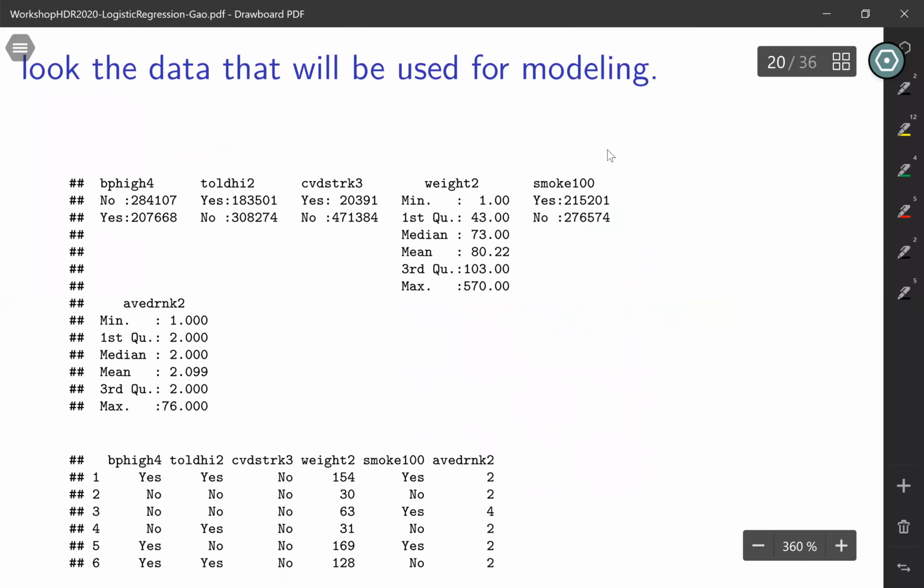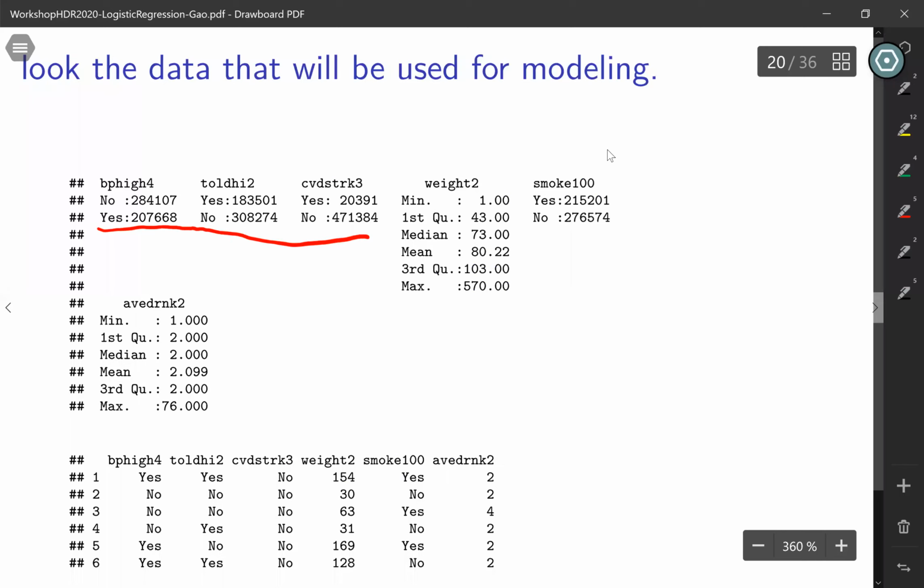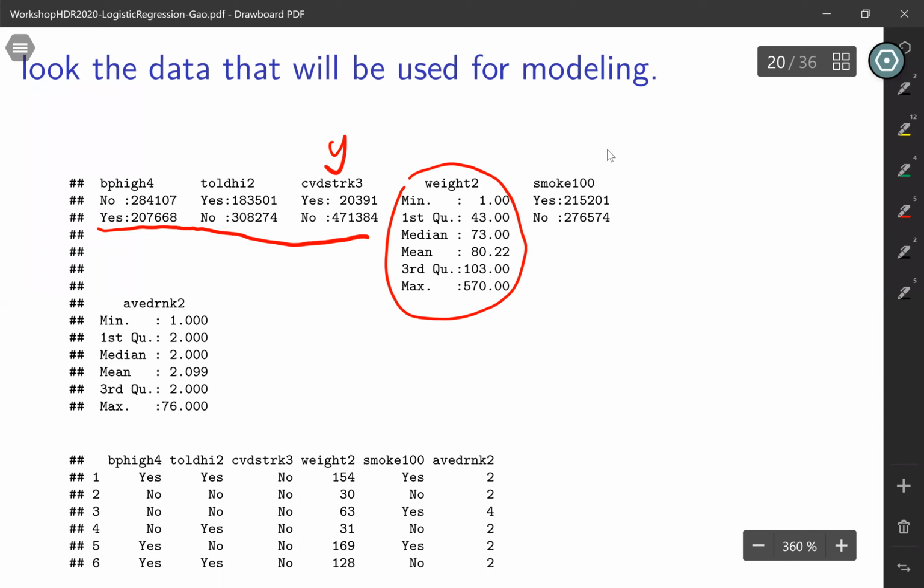All right, now let's look at the data we are going to use. This is just a summary of those five predictors. Four of them are just yes, no, right? Except the weight in pounds, which is a numerical variable. All the others are just yes, no. This is just to show you a very simple summary of all the variables in the data.